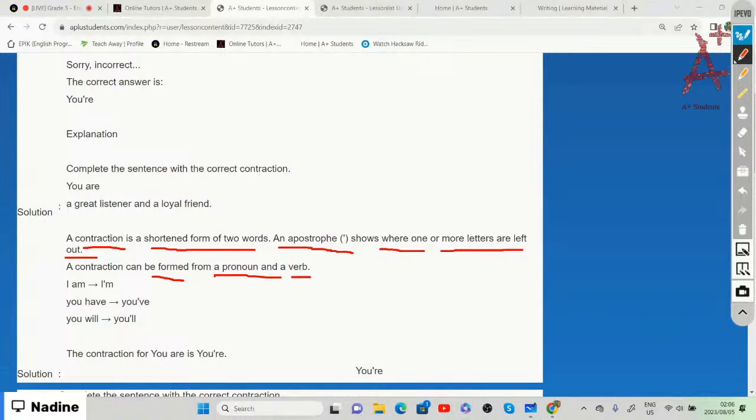So we have these three examples of contractions that can be formed from a pronoun and a verb. For example, I am, which is written as I'm. Then we have you have, which is written as you've. And then we have you will, which is written as you'll, right? So these are but a few contractions.